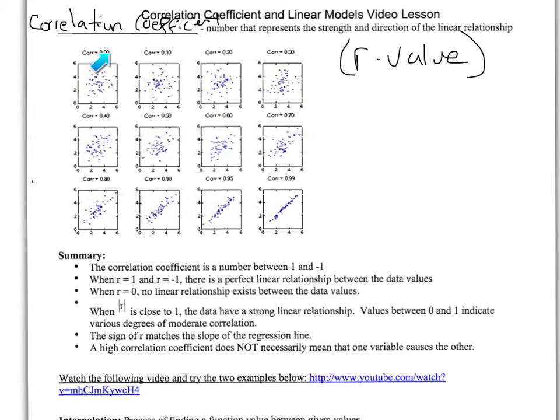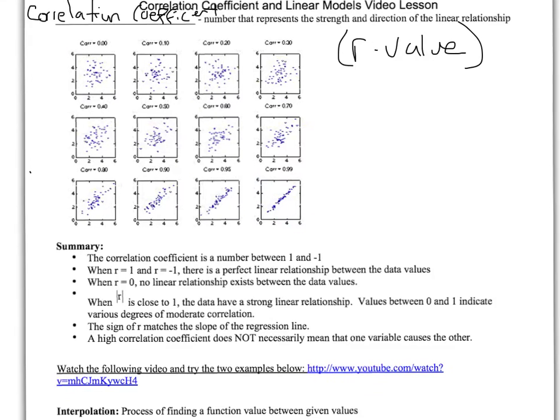When you have a correlation of 0, it's all over the place. But when you get to a correlation close to a positive 1, look, it's almost a straight line with a positive slope. The same thing will be true for negatives. 0 is going to be nothing, but when you get close to negative 1, it would be a line with a negative slope.